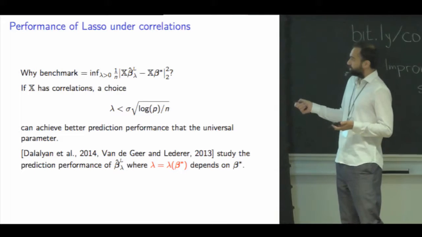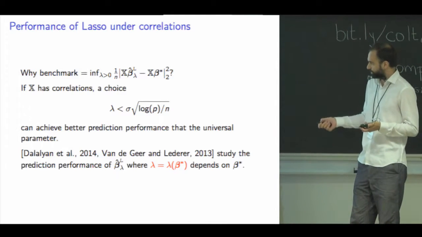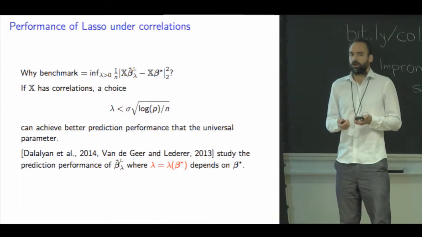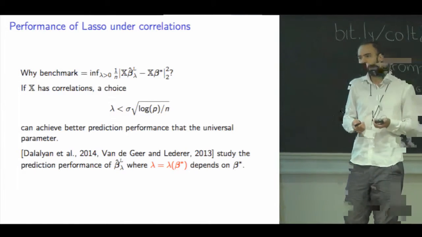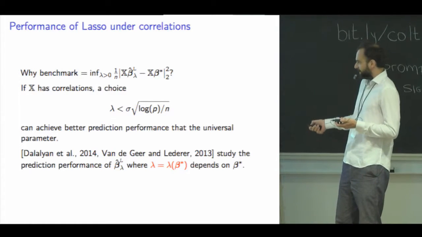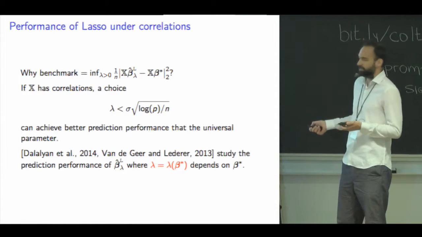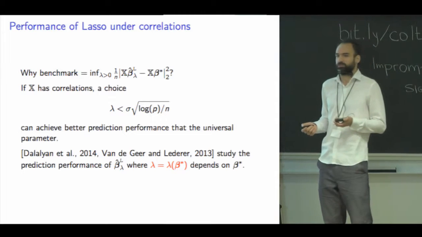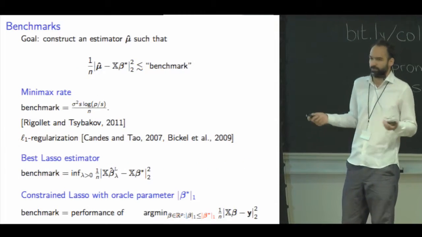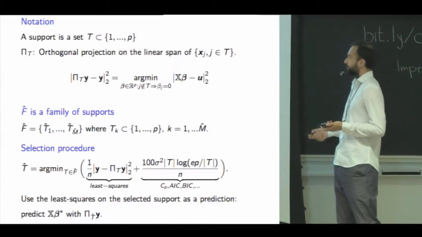So why would this benchmark make sense? Well, these papers have found that the prediction performance of Lasso under correlations can be substantially better than the universal parameter if we can choose a lambda depending on beta star that is smaller than the universal parameter. So this is why this benchmark would be useful in practice.